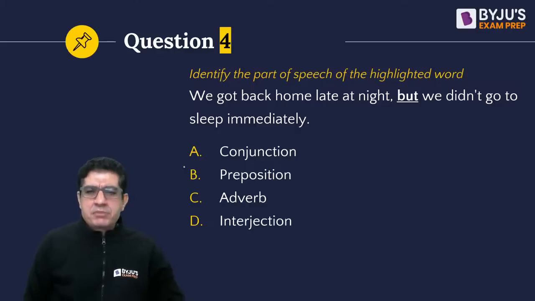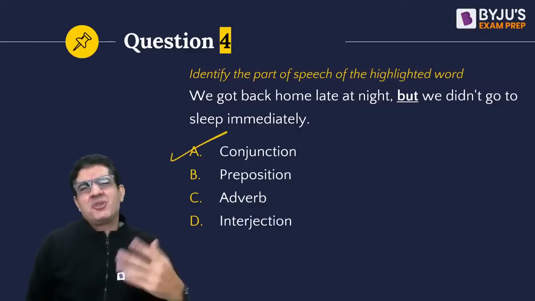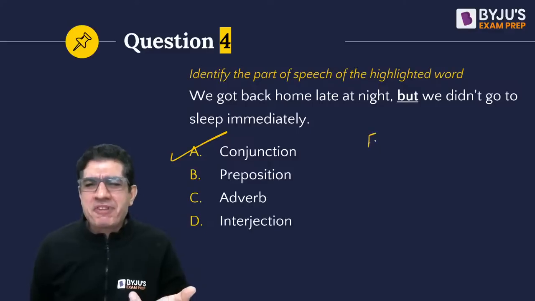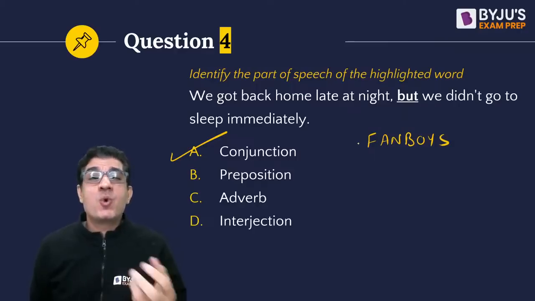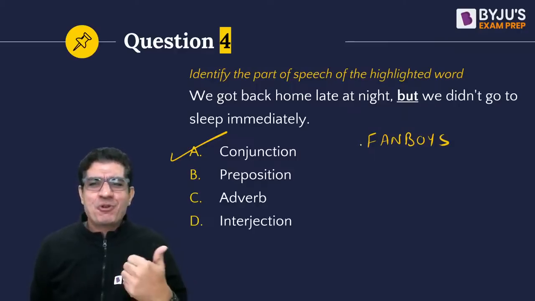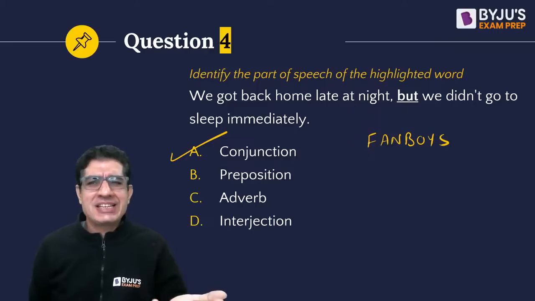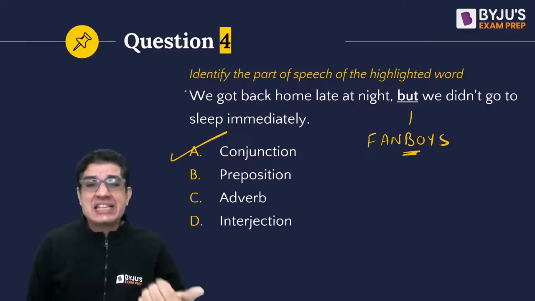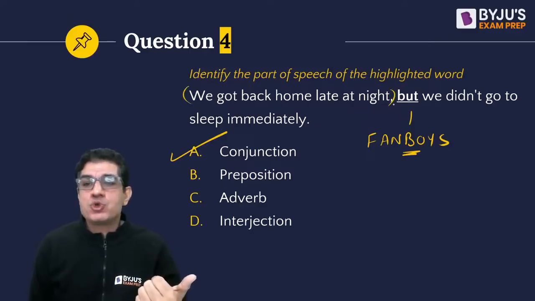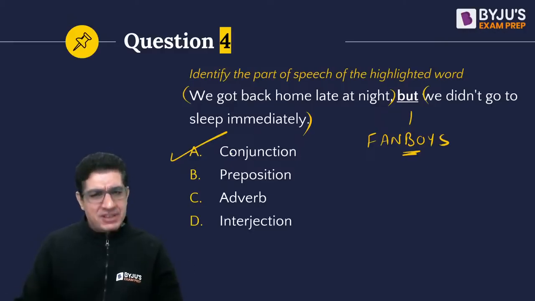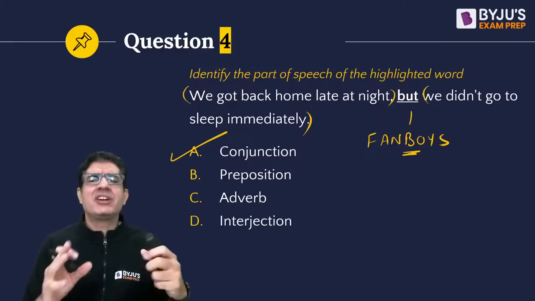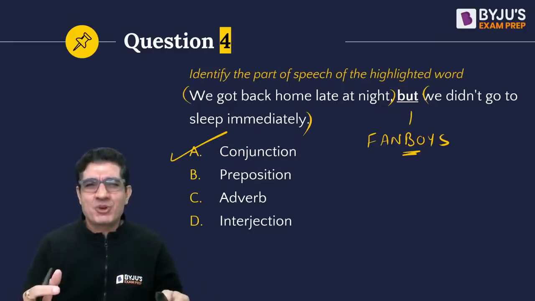Okay, you guys are absolutely spot on. The answer is A. In fact, you remember fanboys. These seven happen to be your coordinate conjunctions: for, and, nor, but, or, yet, and so. So, definitely a conjunction. And in this particular case, it goes on to join these two clauses with each other. So, A it is. It's not an interjection. Interjections show sudden expressions of emotions.